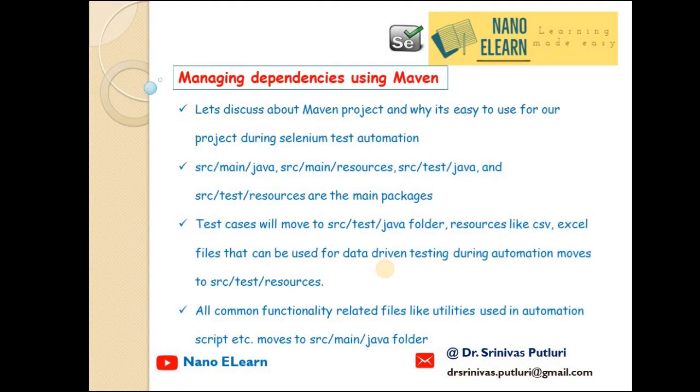Let's discuss the Maven project and why it's easy to use for our project during Selenium test automation. Here, src/main/java, src/main/resources, src/test/java, and src/test/resources are the main packages that are created. Test cases will move to the src/test/java folder. Resources like CSV and Excel files that can be used for data-driven testing during test automation will move to the src/test/resources folder. All the common functionality related files like utilities that can be used in automation scripts will move to the src/main/java folder.